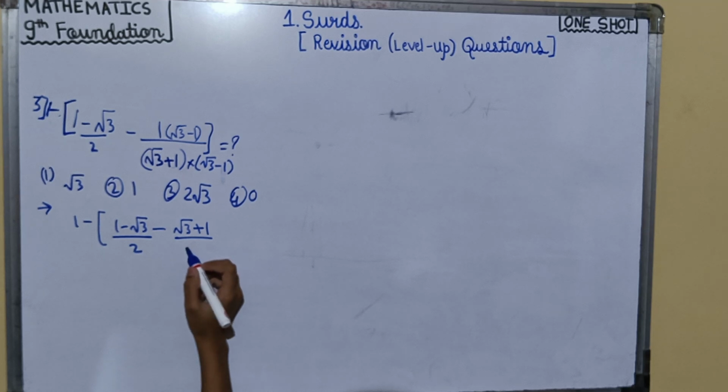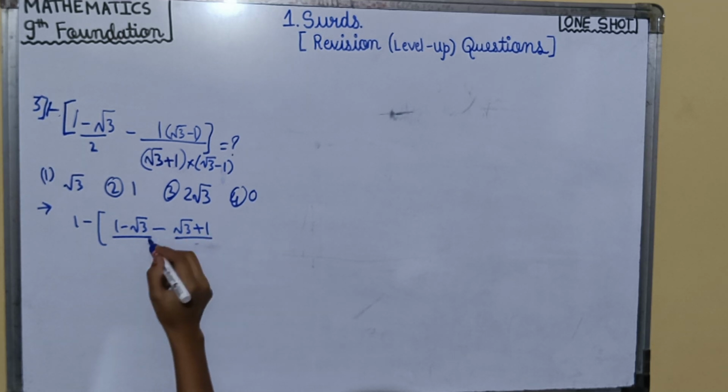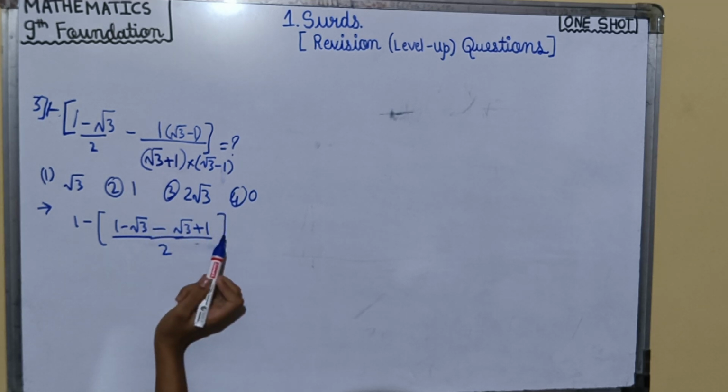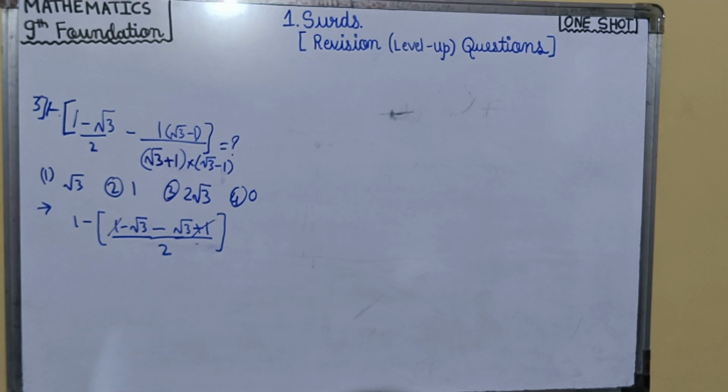We'll get root 3's whole square is 3, minus 1's whole square is 1. 3 minus 1 is 2. Means common denominator upon 2. Plus 1 and minus 1 will get cancelled. Like this, I hope you're understanding.